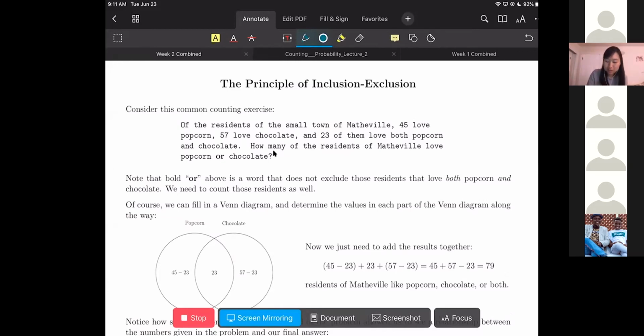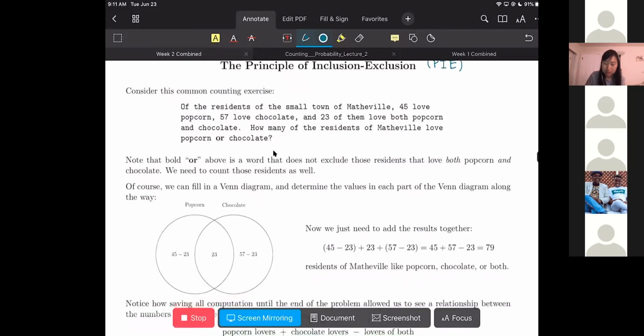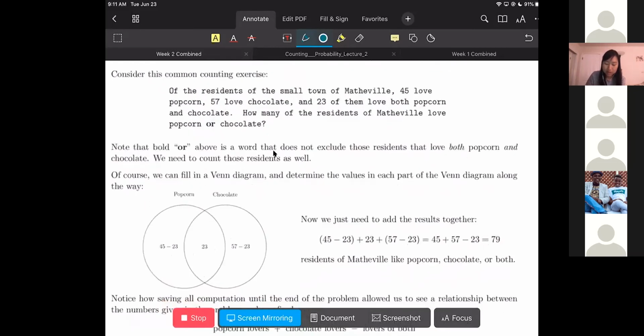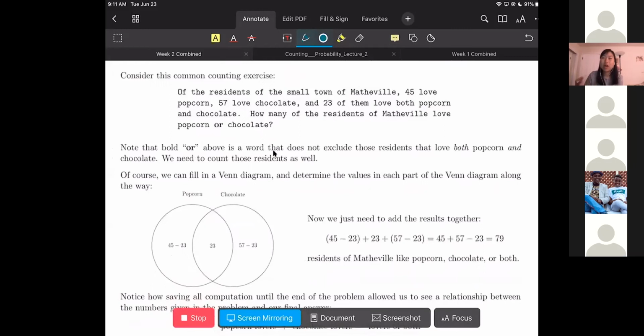So this principle of inclusion-exclusion is often abbreviated as PIE for short. So if you ever see that, it's a very, very useful principle. And we can again use an example to learn about this. Let's consider this pretty common counting exercise. Say we have a bunch of residents of a small town, we'll call them Mathville.